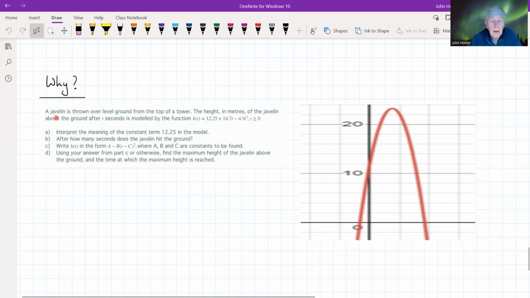Here's a problem. Now, you won't see this unless you do A-level, but a javelin is thrown over level ground from the top of a tower. The height in meters of the javelin above the ground after t seconds is modeled by the function h for height. The t just means that it's all written in terms of t. Equals this lot here, 12.125 plus 14.7t minus 4.9t squared. T has got to be greater than zero. It's a time from when we start.